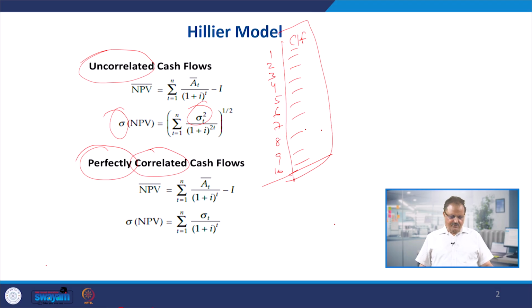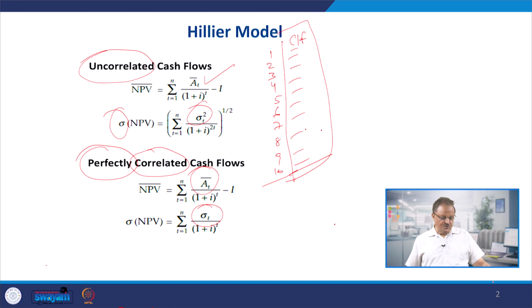So it's a very simple model if you want to see it, though if you want to implement the model it requires other input values also. But largely it depends upon two things, that is the mean value of the cash flows and then the standard deviation of the cash flows, and finally the standard deviation of the NPV. Here also you are talking about the average value of the cash flows and the standard deviation of the cash flows.